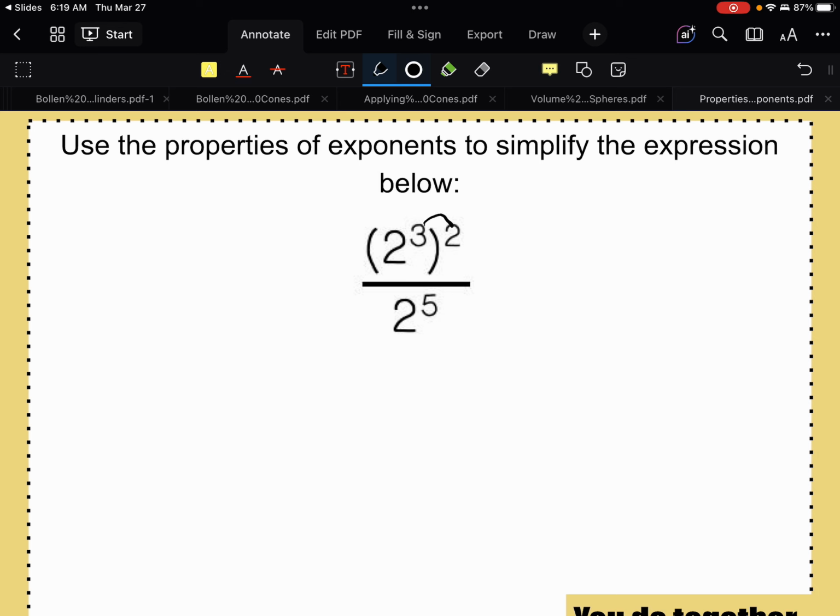So we have 2 to the third and then 2 to the second here, which would be, you multiply, 2 to the 6. So you get 2 to the 6 over 2 to the 5th, and then 6 minus 5 is 2 to the first, or just 2.